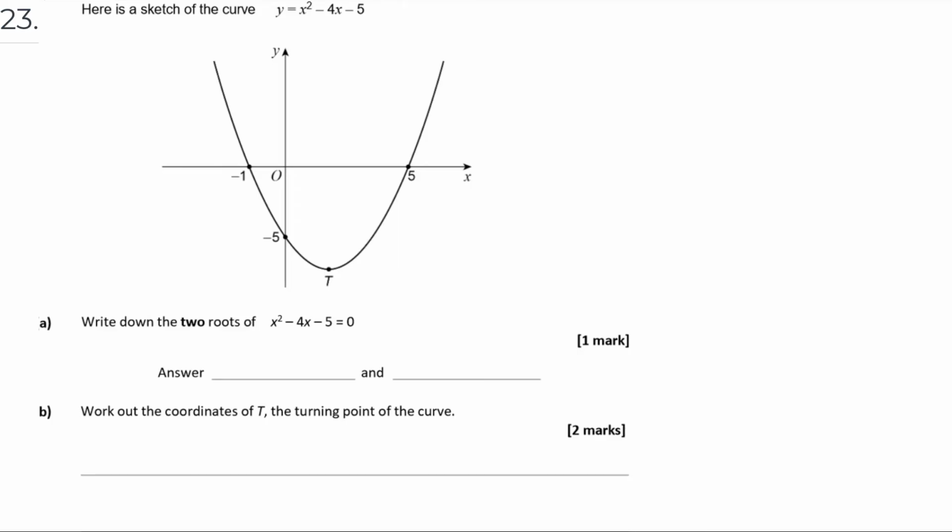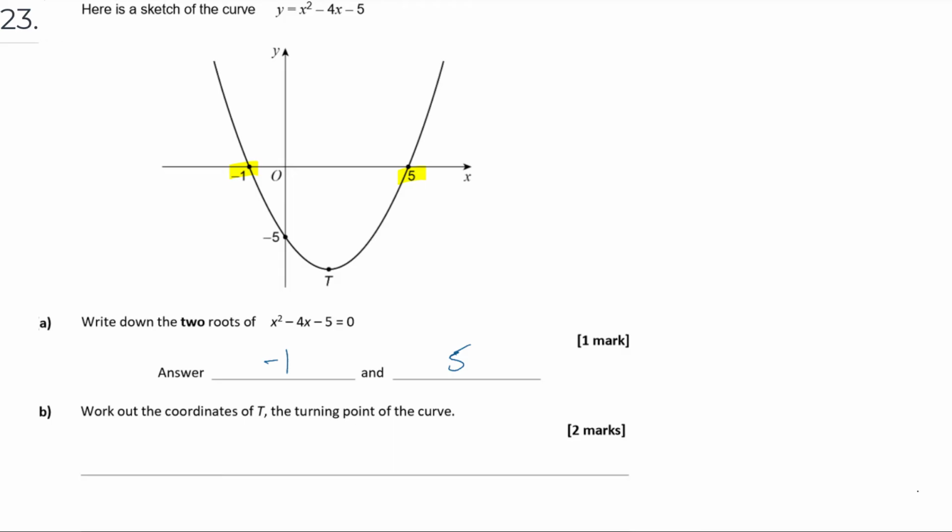Now the roots are where it passes through the x-axis, and I can see there then that the roots there are at -1 and at 5. Okay, so the roots are -1 and 5. Part B says work out the coordinates of T, the turning point of the curve.